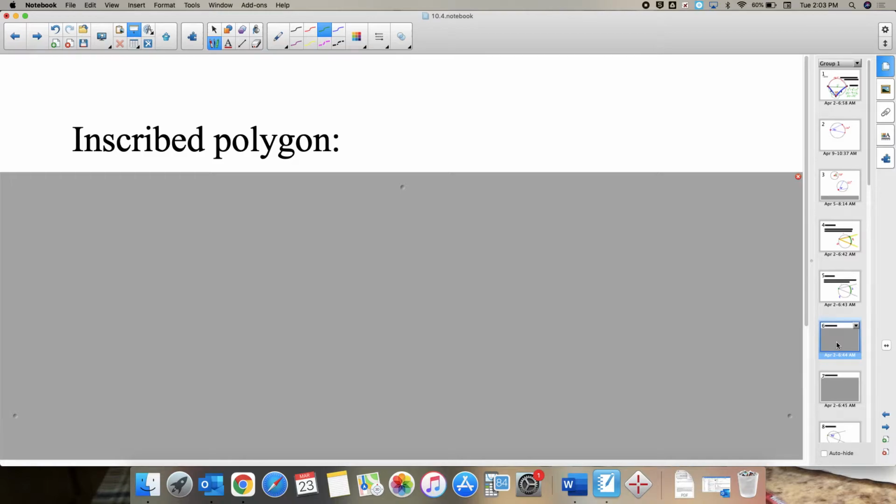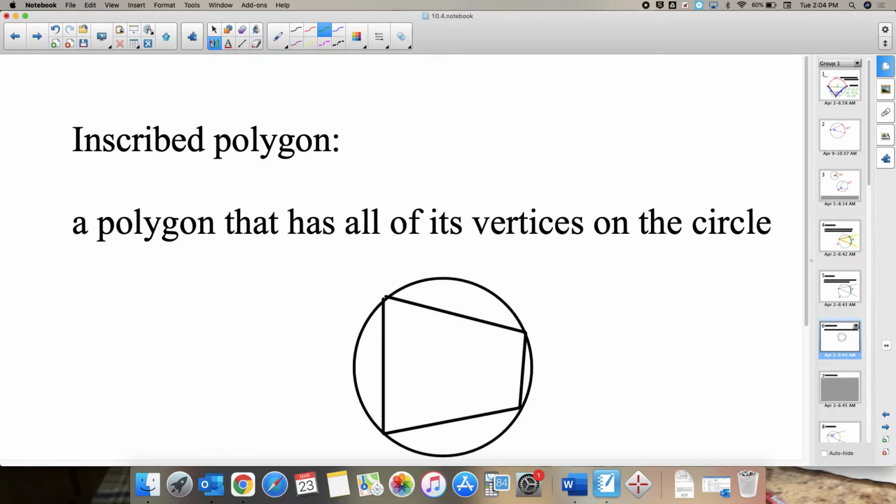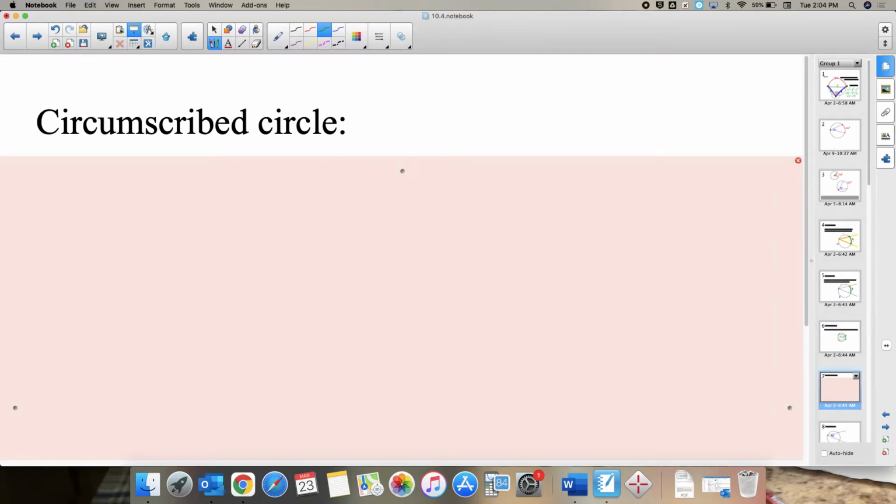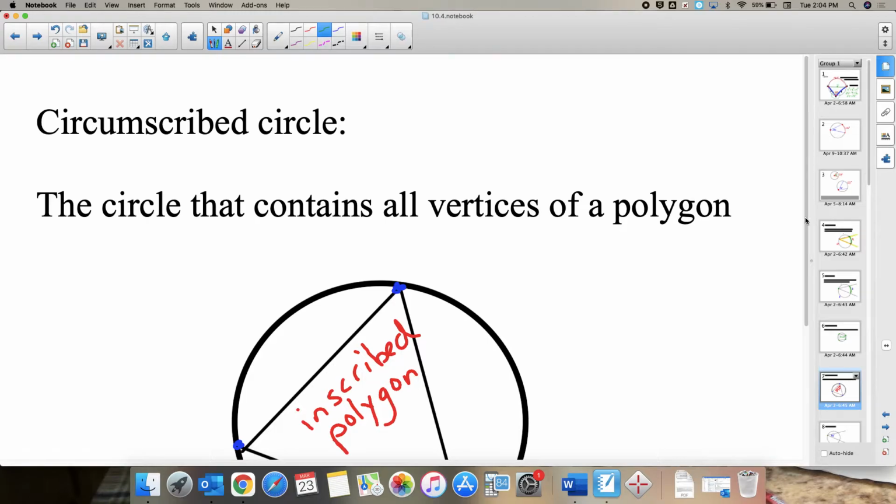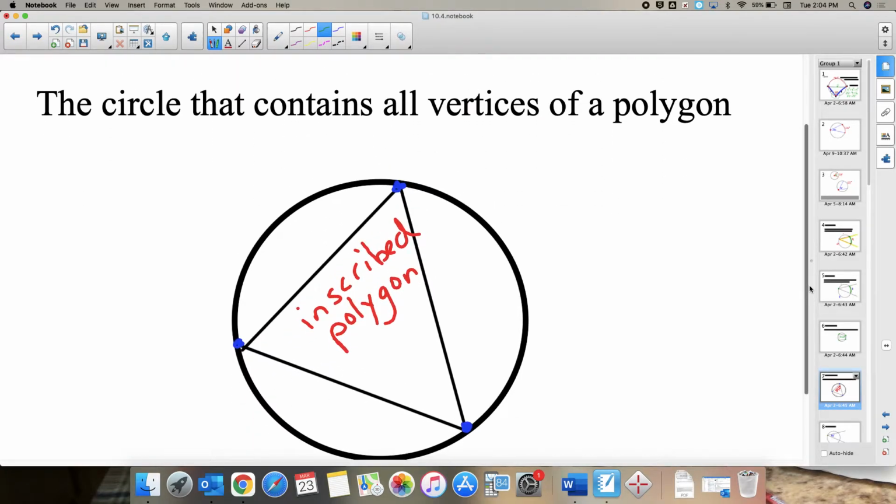Now, two other things to worry about: instead of just doing that intercepted arc and the inscribed angle, I can have multiple angles on my circle in the case of a polygon. An inscribed polygon is a polygon that has all of its vertices on the circle. So here we have your quadrilateral on your circle. That quadrilateral is known as the inscribed polygon. That circle that goes around there is known as your circumscribed circle. So your inscribed polygon is that polygon inside. That circle going around is known as a circumscribed circle.